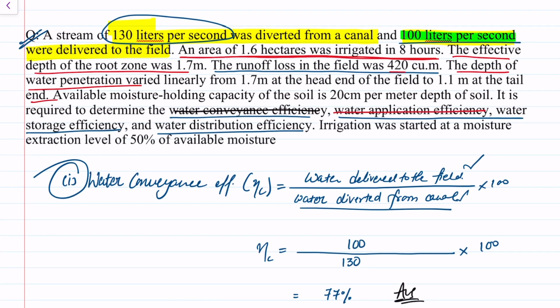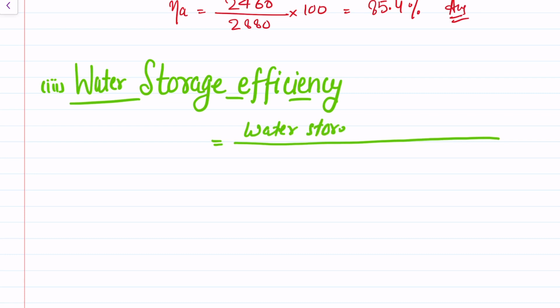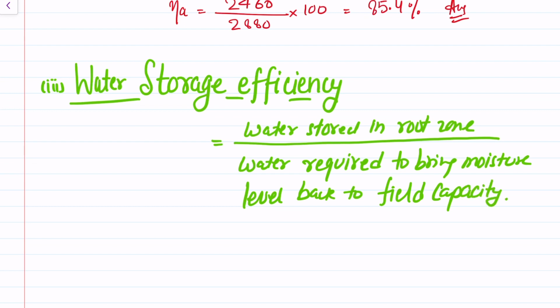Now, what is the water storage efficiency? Water storage efficiency is the ratio of the water stored in the root zone to the amount of water, or the amount of moisture, required to bring the moisture level back to field capacity.